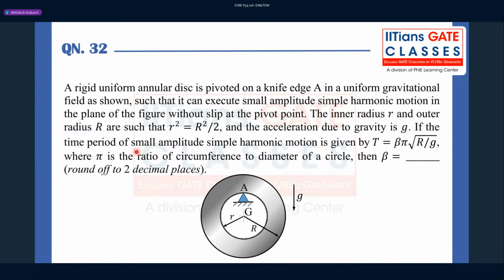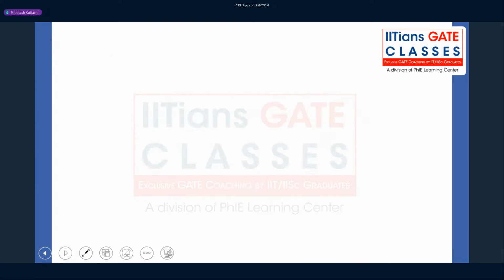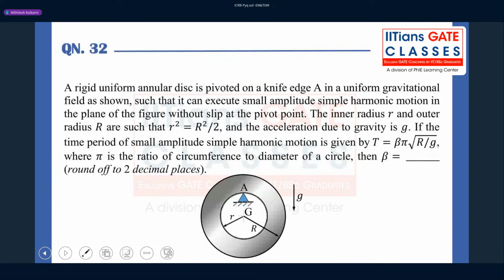If the time period of the small amplitude simple harmonic motion is given by T is equal to beta times pi under root capital R by g, where pi is the ratio of circumference to the diameter of the circle, then beta is given by, and they're asking us to round it off to 2 decimal places. However, they have not given us the options, so we are supposed to type the answer in this case.